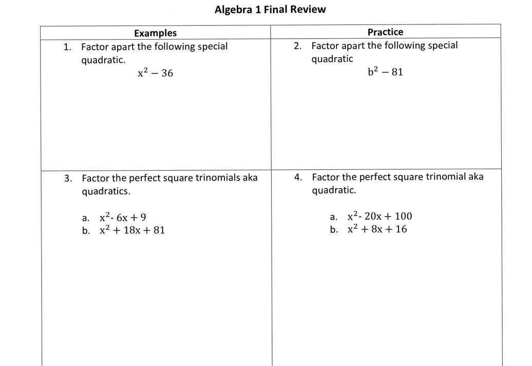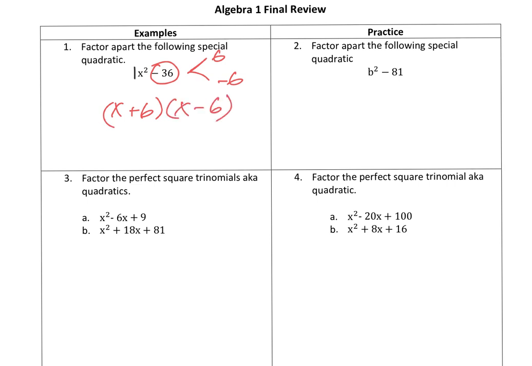Alright guys, this is your review for your final for Algebra 1. For number 1, you're going to factor the following special quadratic. Remember that the coefficient of the x squared is 1, so all I have to do is look at the last term, this negative 36, and break it up into two factors that are the same in magnitude but different in sign. So one will be 6 and one will be negative 6. So with that x that I have here, I'll write it as x plus 6 times x minus 6.